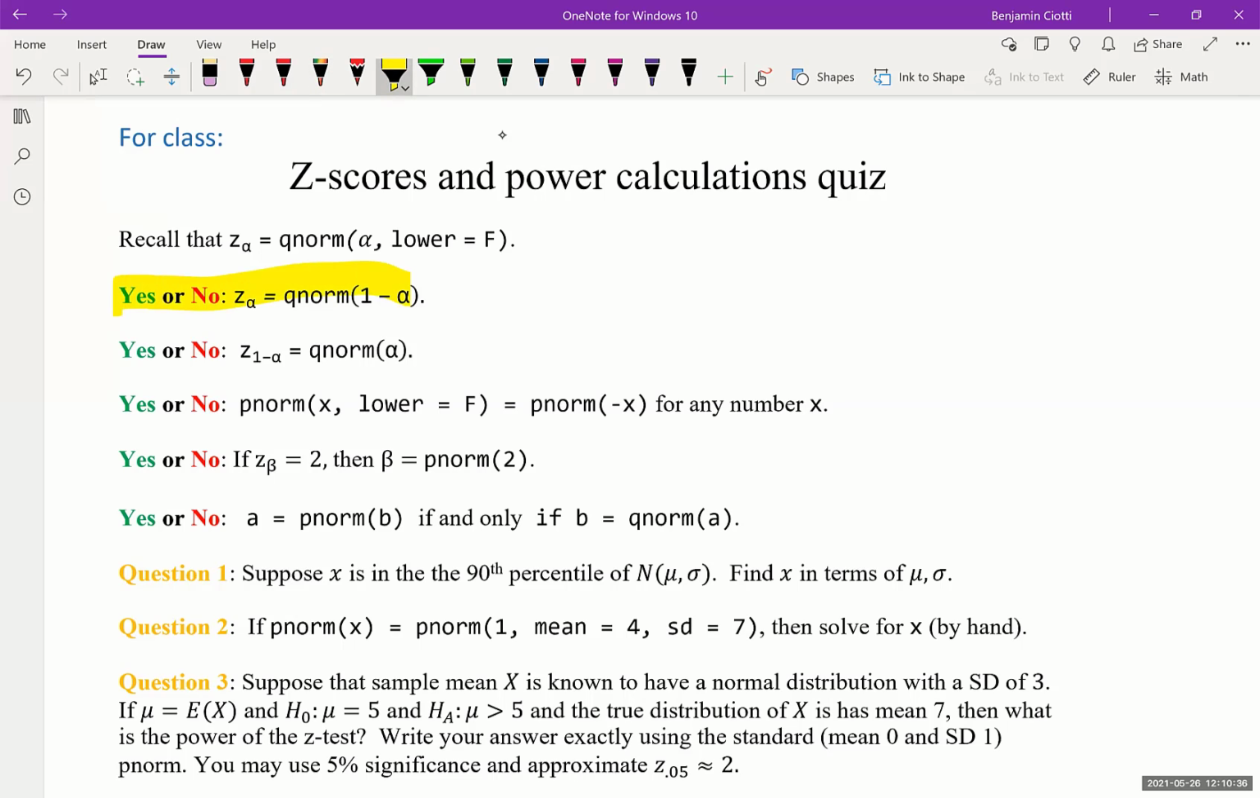Okay, so first question, why don't you hit the yes or no button? Yes or no? Is this true? Hit the yes or no button.